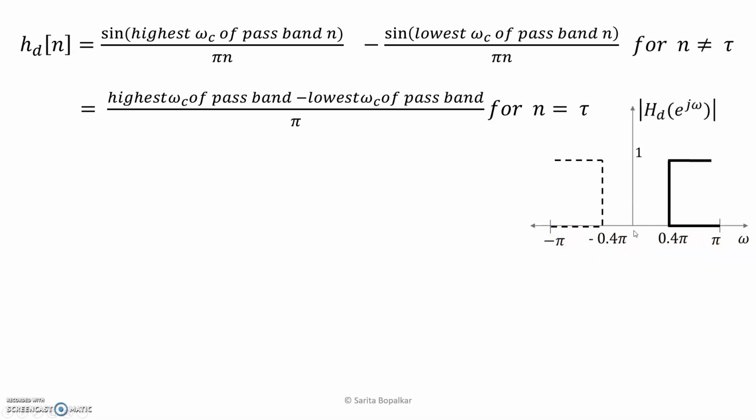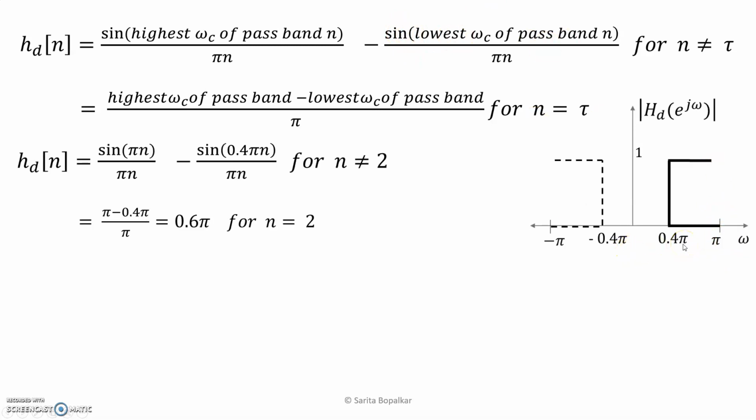This represents high pass filtering, as all the high frequencies pass and the low frequencies are suppressed. The amplitude is 0 for the low frequency. Now we'll fit this in the formula: sine of the highest cutoff frequency of the passband, which is pi, minus sine of the lowest cutoff frequency, which is 0.4 pi, divided by pi n.